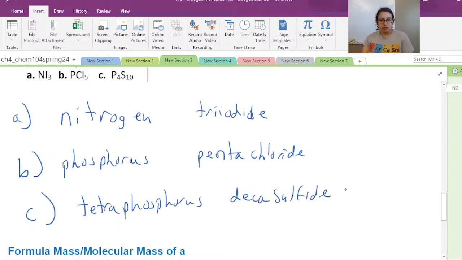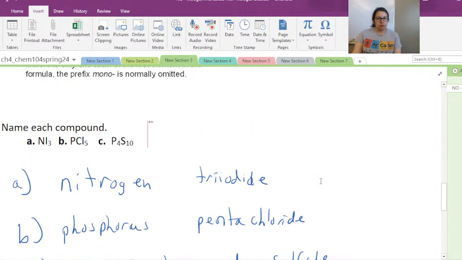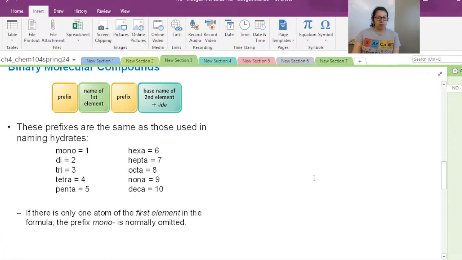Can you go back up to the little chart that you had, that printer? Thank you. Yep.